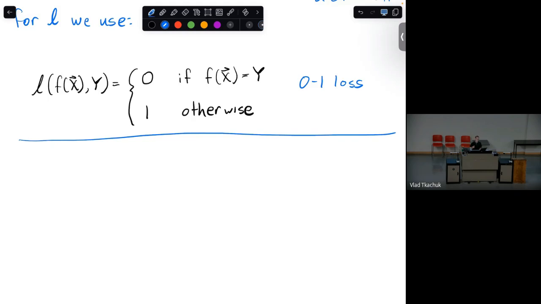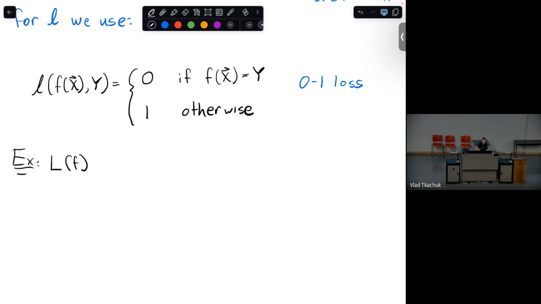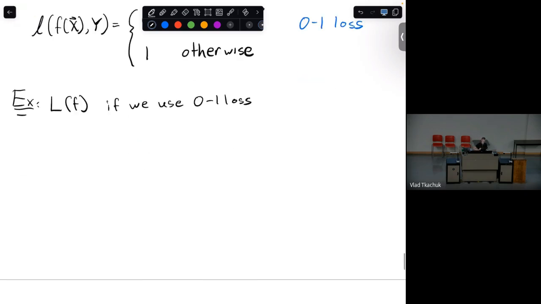The integral is going to have a... okay, maybe we write out the integral, because perhaps it's useful. So now we do the example of what is L of f if we use 0-1 loss. I think this is probably quite useful. You'll see this at least a couple of times, and this way I can at least do it in the class. So we write the expectation explicitly again.